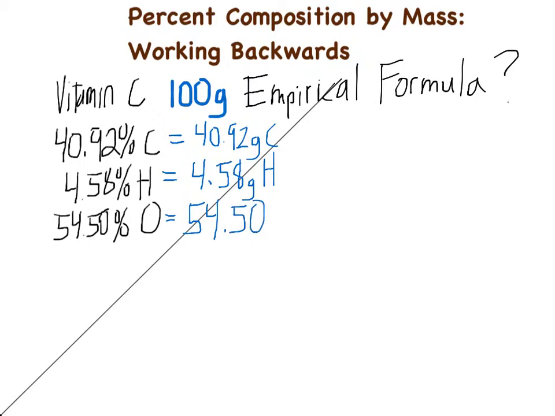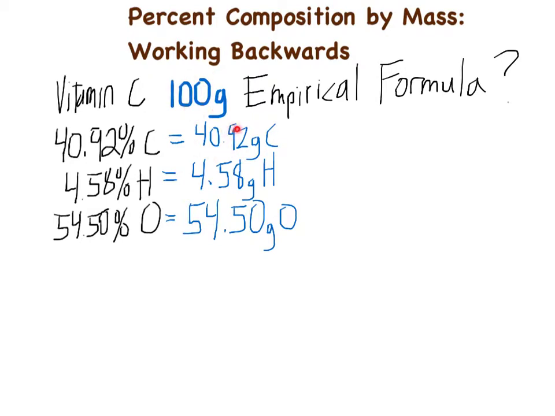Now, why can we assume 100 grams? Well, remember that these percentages are like a ratio. It doesn't matter how much you have, the ratio will always be the same. So we could have picked any gram amount, and we could still work the problem out. But we just pick 100 grams to make it easy.